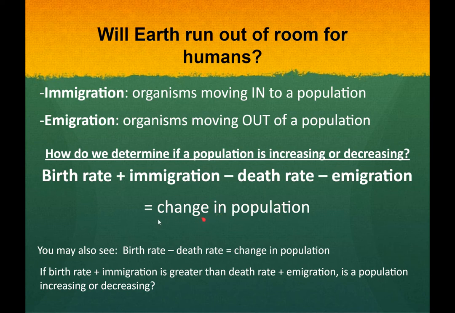So if this number is a positive number, if we have higher birth rates and higher immigration compared to death rate and emigration, then our population is growing. But our population is decreasing if we end up with a negative number, because that would mean our death rate and/or our emigration is higher than the birth rate and immigration.